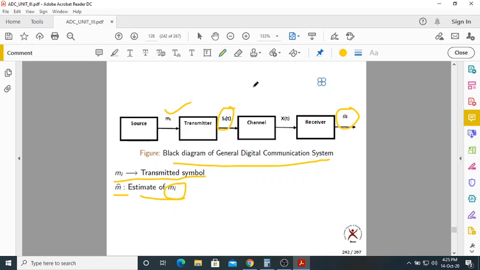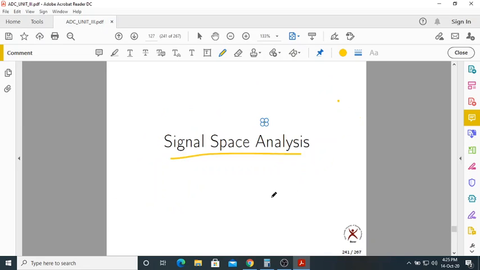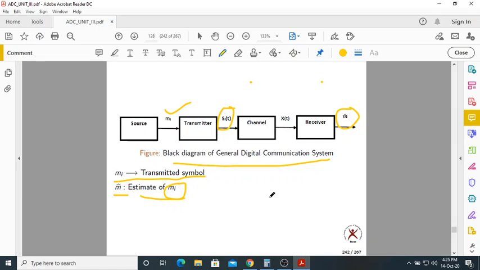We have studied analog modulation techniques. What have we studied? Amplitude modulation, in which we studied SSB, VSB, and DSB-SC, and we have studied frequency modulation and phase modulation, and so on. Next we have to study digital modulation techniques. For that, we need a basic understanding of what? Signal space. Without the knowledge of signal space, you cannot understand the digital modulation techniques.